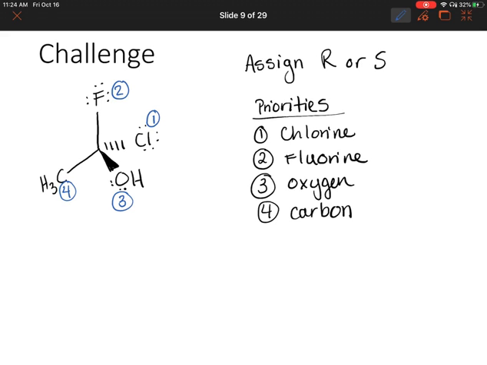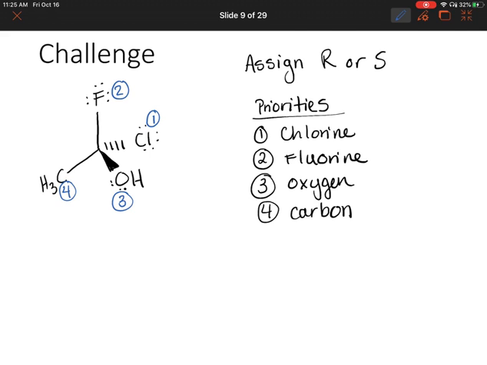Okay, so now we have to assign R or S to this molecule. So normally we would draw a circle from 1 to 2 to 3. However, our first priority atom, chlorine, is in the back. So this is going to be kind of difficult to assign. If you come across this situation where your lowest priority group is either in the plane of the paper or in front, coming out towards you, so in a wedge position, you want to rotate the molecule so that it's actually in the back.